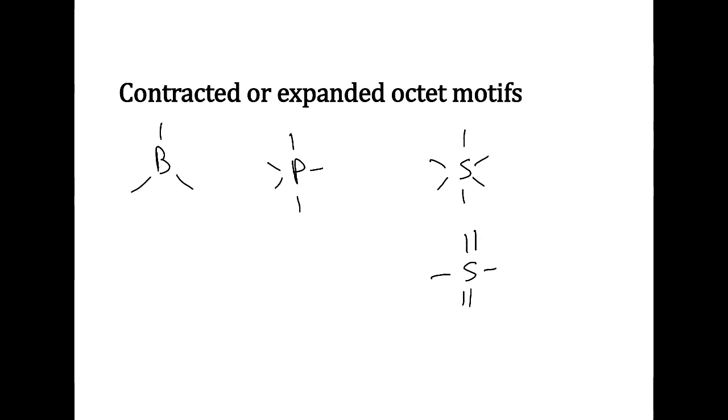And these will tend to hold true if you're minimizing the formal charge for things that are in period 3 or lower.